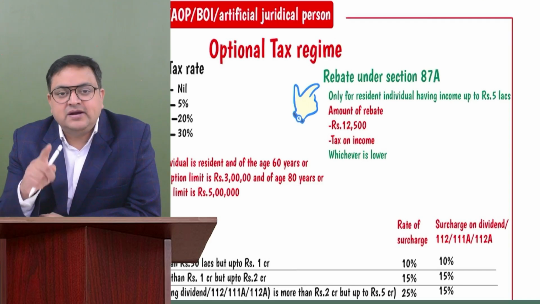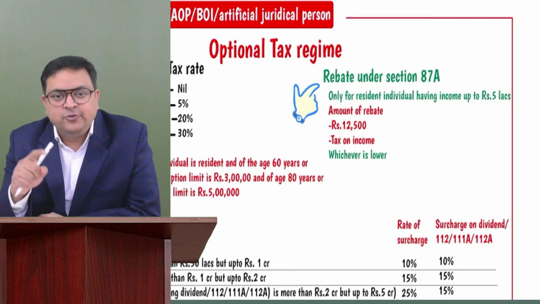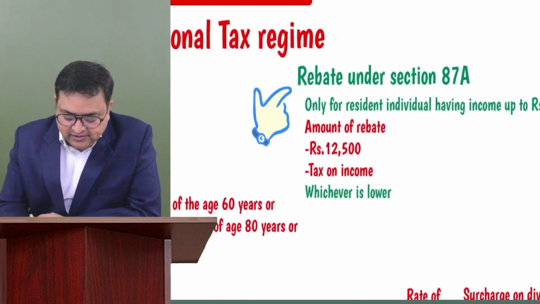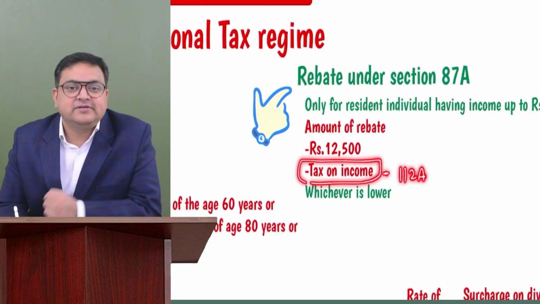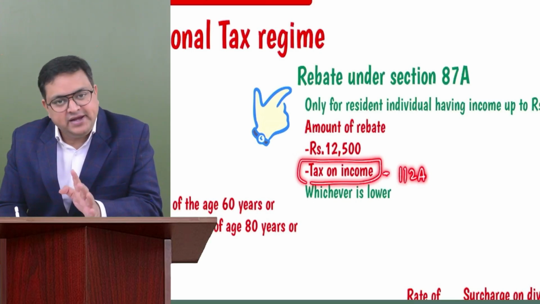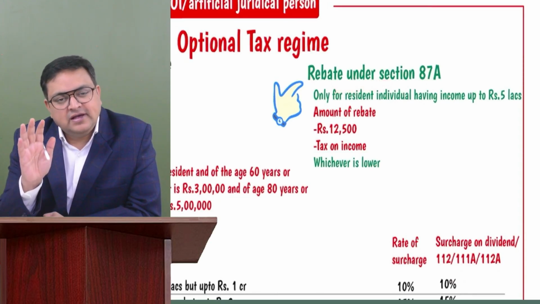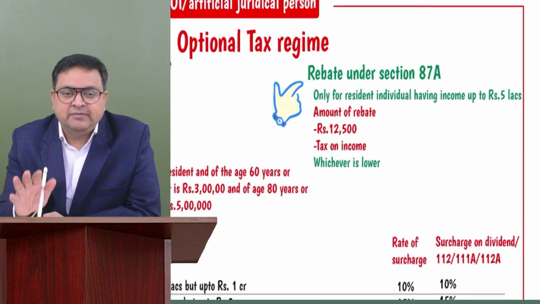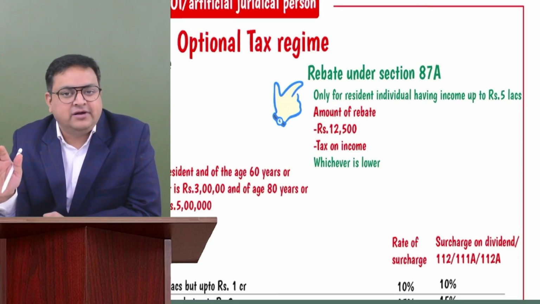Also, please remember that rebate is not available from 112A income. So if you have 112A tax, whenever you are seeing this tax on income, please just subtract whatever is the tax which is coming from 112A, because rebate is not available from 112A, right? Okay. Now, under optional regime, if the total income is up to 5 lakh, then only rebate is available. If it is more than 5 lakh, let's say 5 lakh 10 rupees, then rebate is not available.